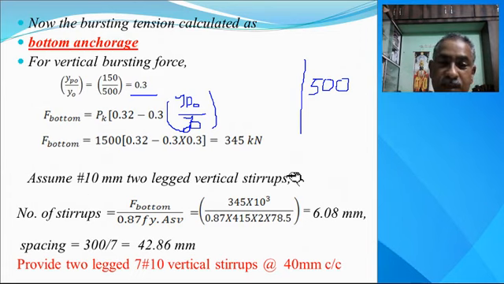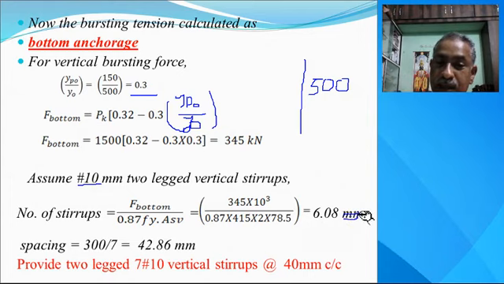Assume 10 mm 2-leg vertical stirrups. You can consider 6 mm, 8 mm, 10 mm or 12 mm depending on the force; here I have considered 10 mm diameter 2-leg vertical stirrups. So the number of stirrups is equal to the force at the bottom, 345 into 10 raised to the power 3 newton, divided by 0.87 Fy into ASV. 0.87 Fy is 415, already given, into ASV, which is 2 legs into pi by 4 into the square of 10. So we get 6.08, not mm, but numbers. So we can provide 7.